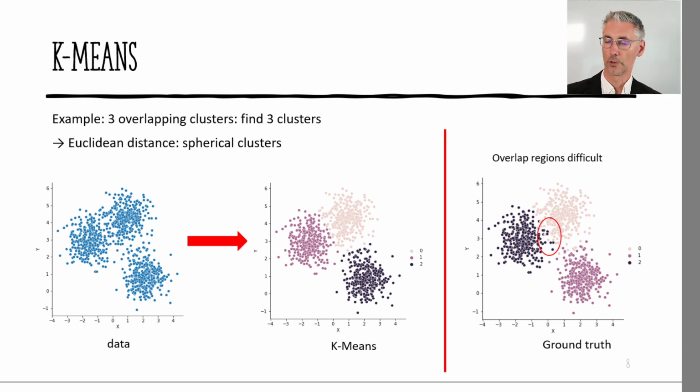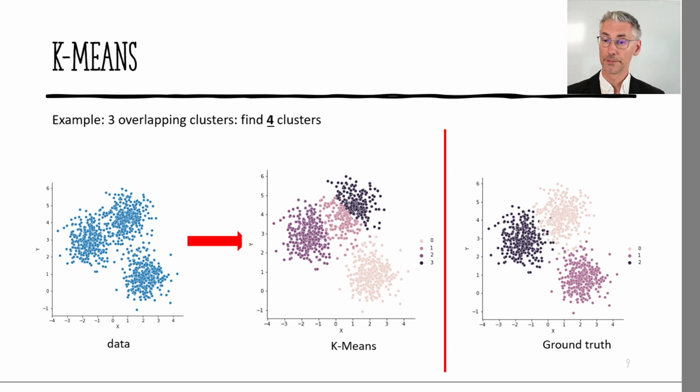You can see that this works in general quite well, as we would expect, since at least 2 of the clusters are well separated, but you can see that the overlap regions are difficult. The clustering algorithm has no way of knowing if a point should belong to one cluster or the other.